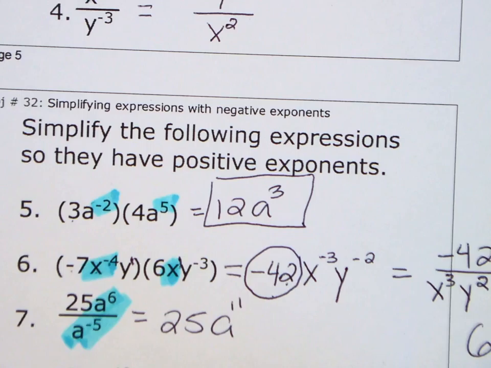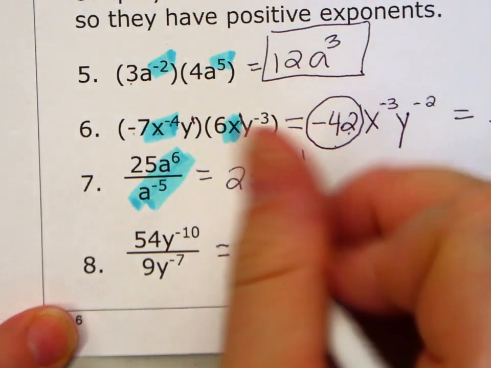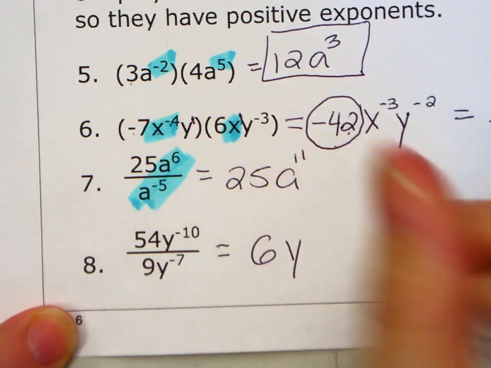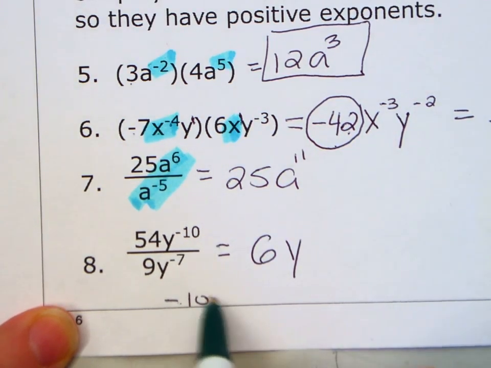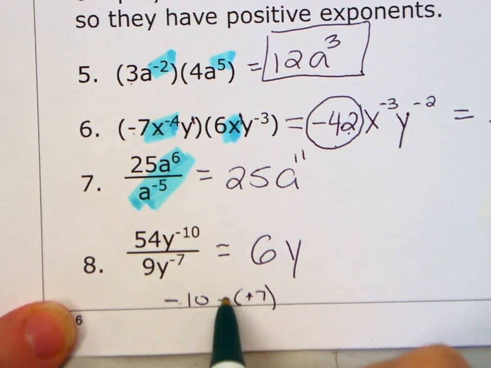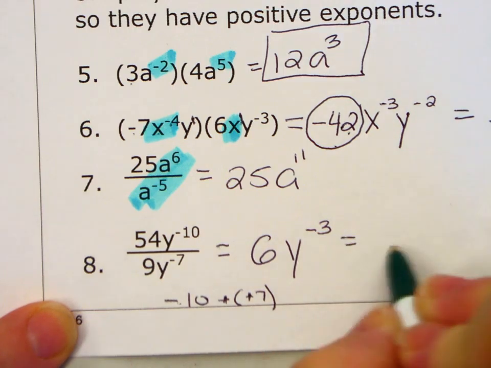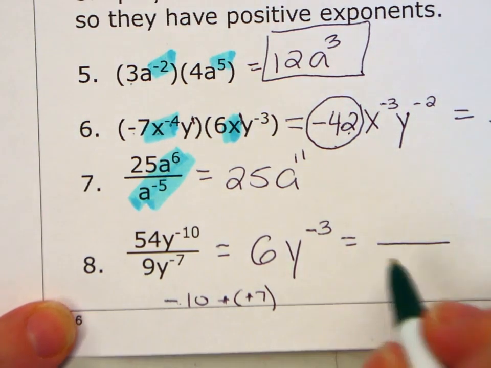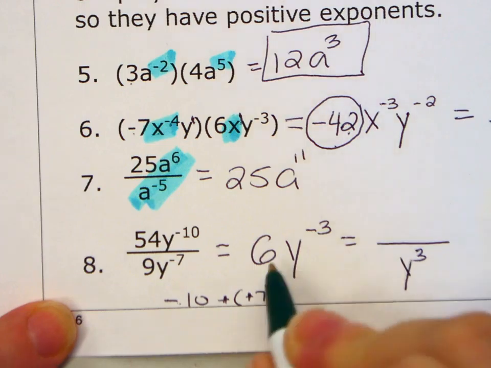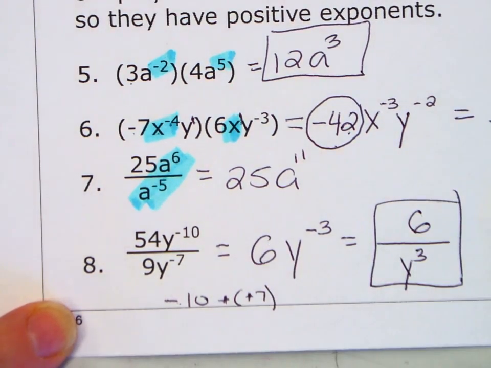How about this one? Oopsies. 54 divided by 9 is 6. Why? Now, negative 10 minus negative 7. I really suggest writing that out to help you. Two negatives next to each other make a positive. So we have negative 10 plus 7. That's negative 3. Now that one has a negative exponent, so we rewrite it. Y to the 3 goes to the bottom. Where's the 6 go? On top. It is not a negative exponent, so it stays.